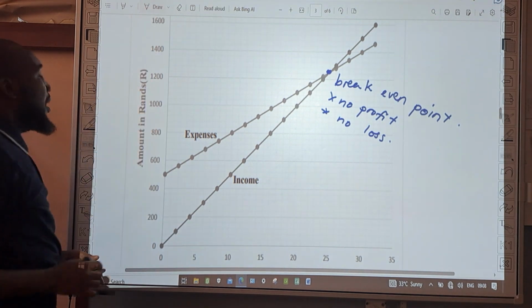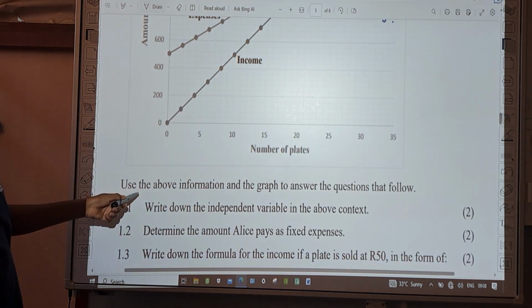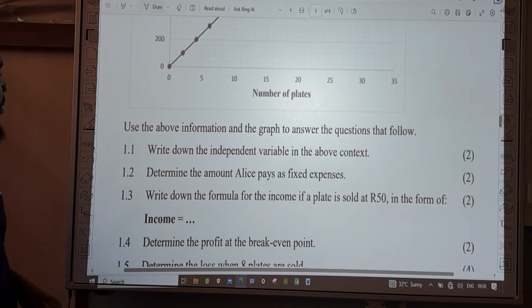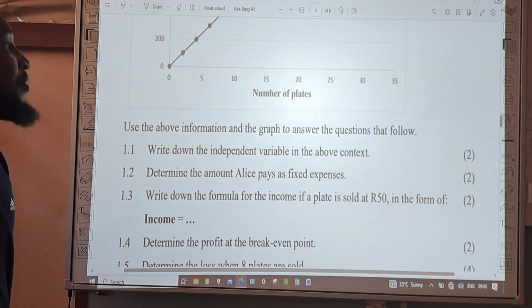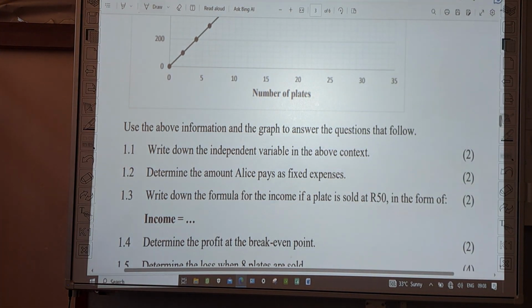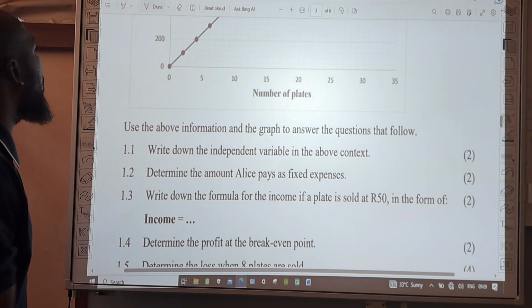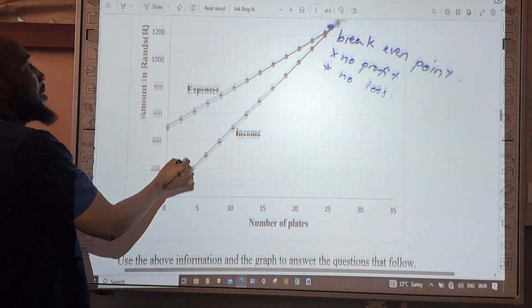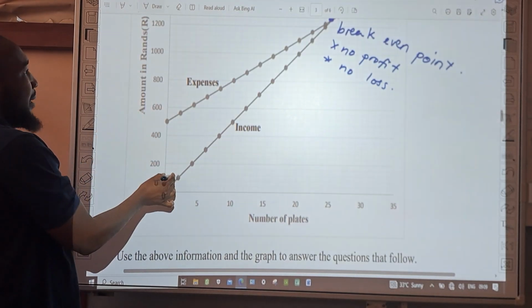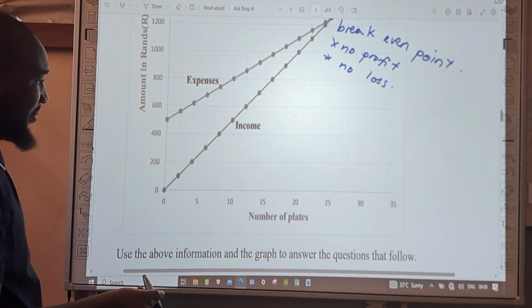Perfect. And then, okay, let's start with the question. So use the above information in the graph to answer the questions that follow. 1.1. Write down the independent variable in the context. This should come as, I would believe that this is a simple question, okay?